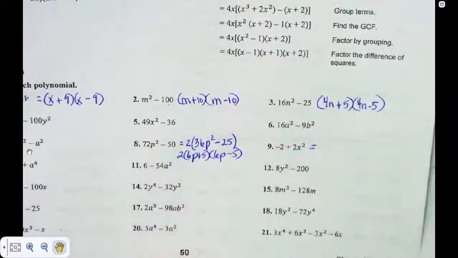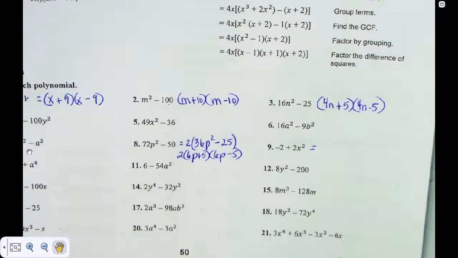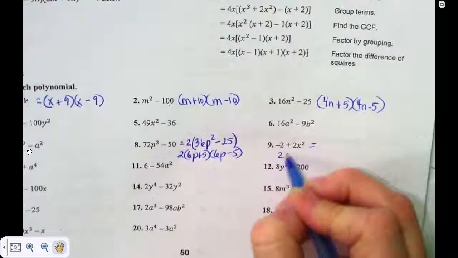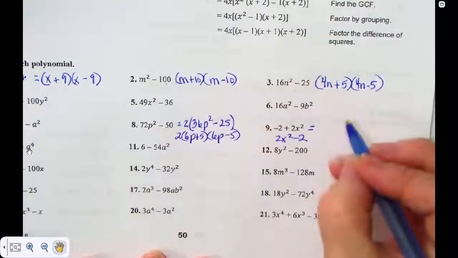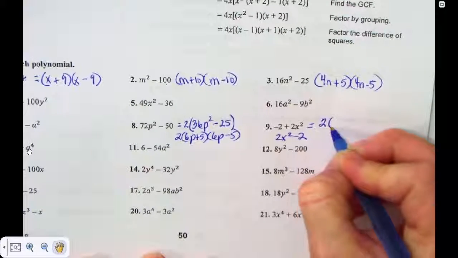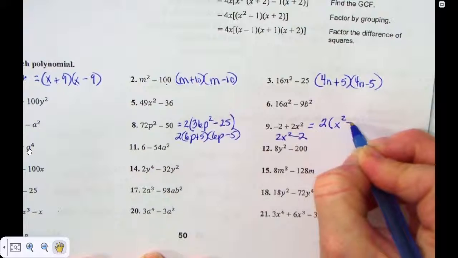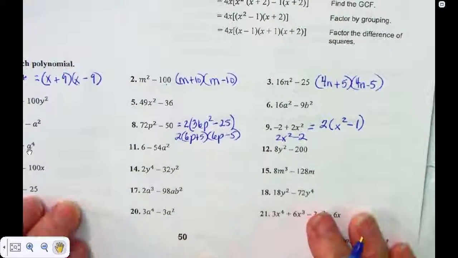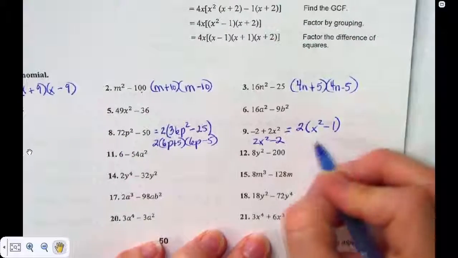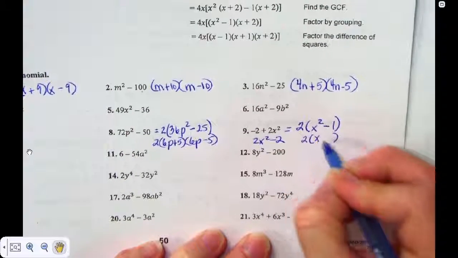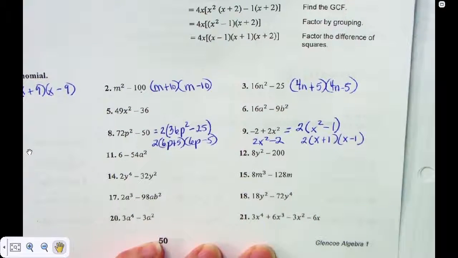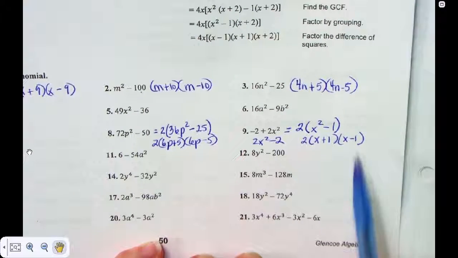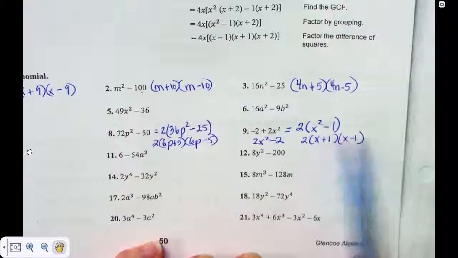Okay? Look at number 9. Is there something I can factor out of there? First of all, who wants to turn that around? I want to turn it around. What can we factor out? 2. So it'll be x squared minus. Is 1 a perfect square? Yep. So x plus 1. And you can test it if you want to, but it works.